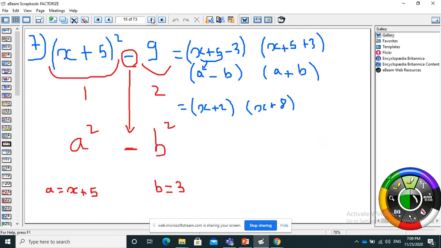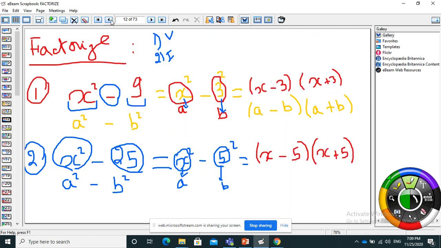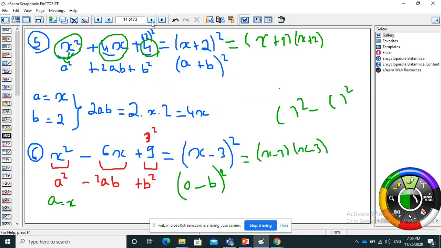I can see a squared minus b squared in different shapes. I can see it easily, for example x squared minus 4, x squared minus 25. I can see parenthesis squared minus a number squared. So a squared minus b squared can be tricky.